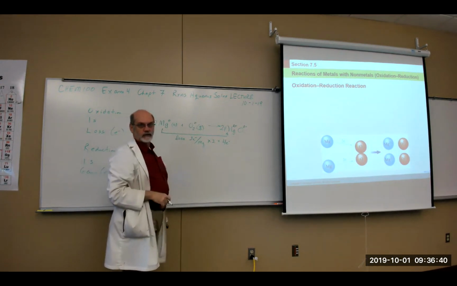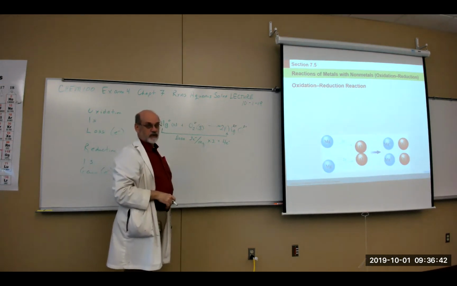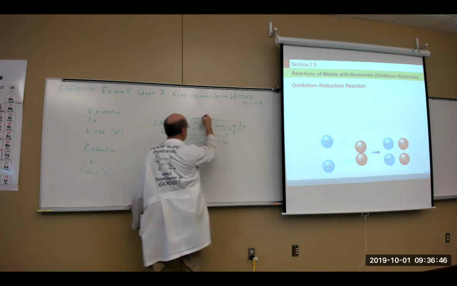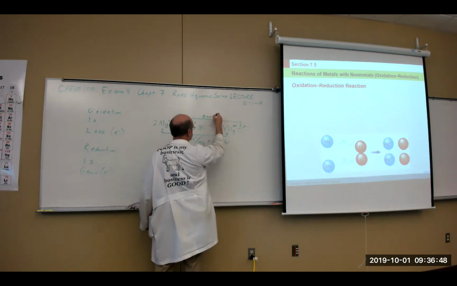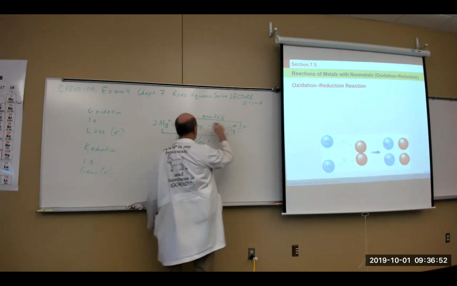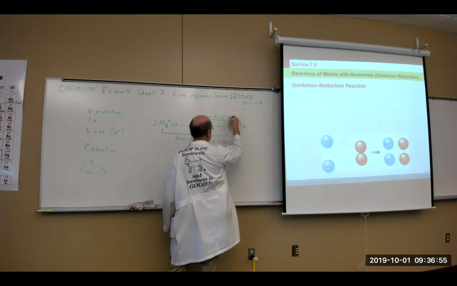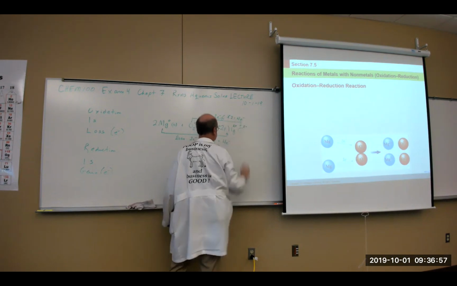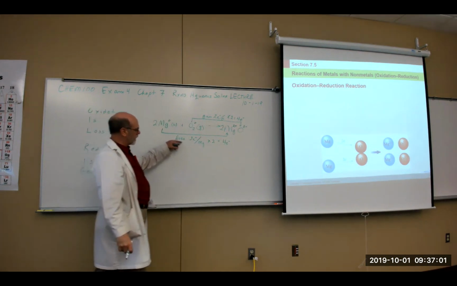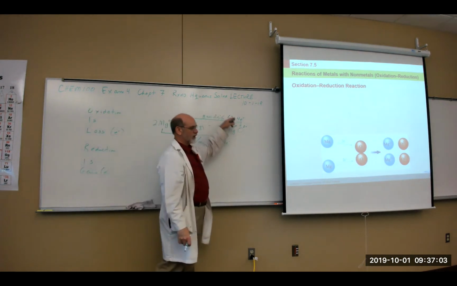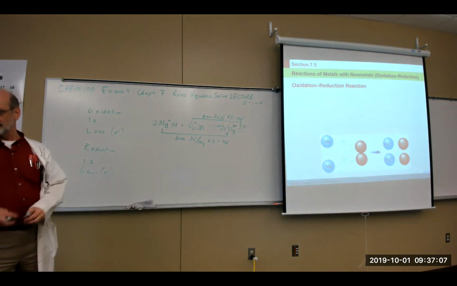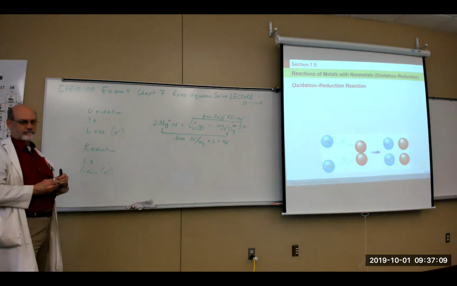Where did they go? They have to go somewhere. Gain of 2 electrons per oxygen. But we have 2 oxygens, 4 electrons. So the loss of 4 electrons is balanced by the gain of 4 electrons. That's an oxidation reduction reaction. Okay?